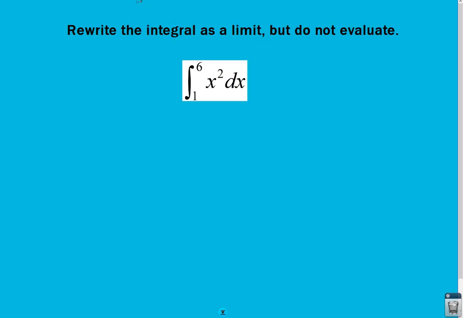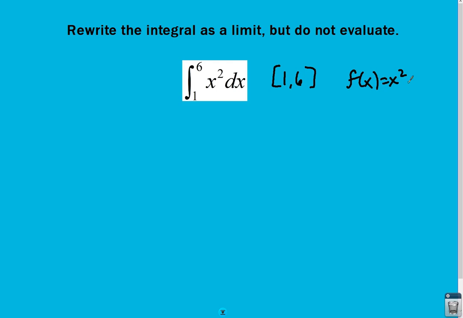Now, rewrite the integral as a limit, but do not evaluate. Oh, so this is nice. So they don't want you to actually go through the whole process, but they at least want you to set it up as a limit. Okay, again, we already know this process now, so let's see what we have here. So this right here is my lower bound, this is my upper bound, so 1 to 6 is my a to b, and then my function itself is x squared.